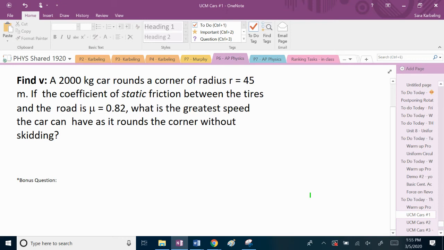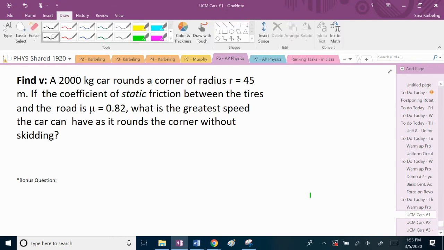A 2,000 kilogram car rounds a corner of radius 45 meters. The coefficient of static friction between the tires and the road is given. What is the greatest speed the car can have as it rounds the corner without skidding? So what are we going to do? When I am dealing with a forces problem, the very first thing I ever do, even before I write down my givens, is what? Free body diagram. Now, there are different ways that you can draw this free body diagram.